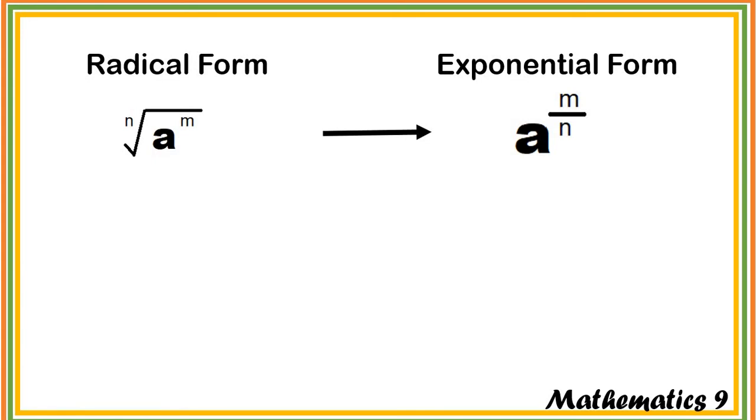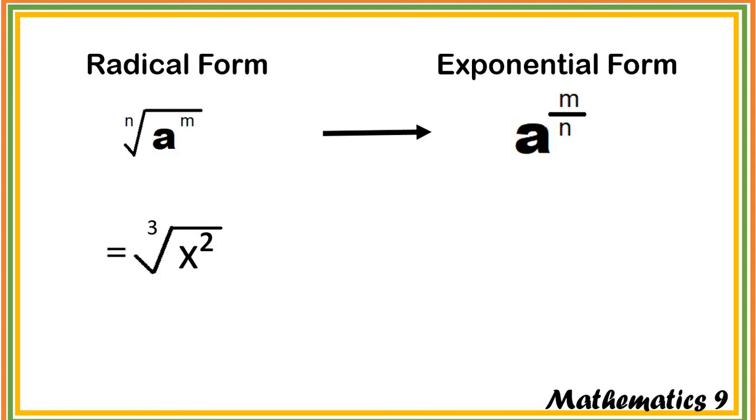Let's go on now to transform radical form into exponential form. Baliktarin naman natin. Okay, since we already know the form of radical, nth root of a raised to m, papunta naman siya ng a raised to m over n, which is in exponential form.